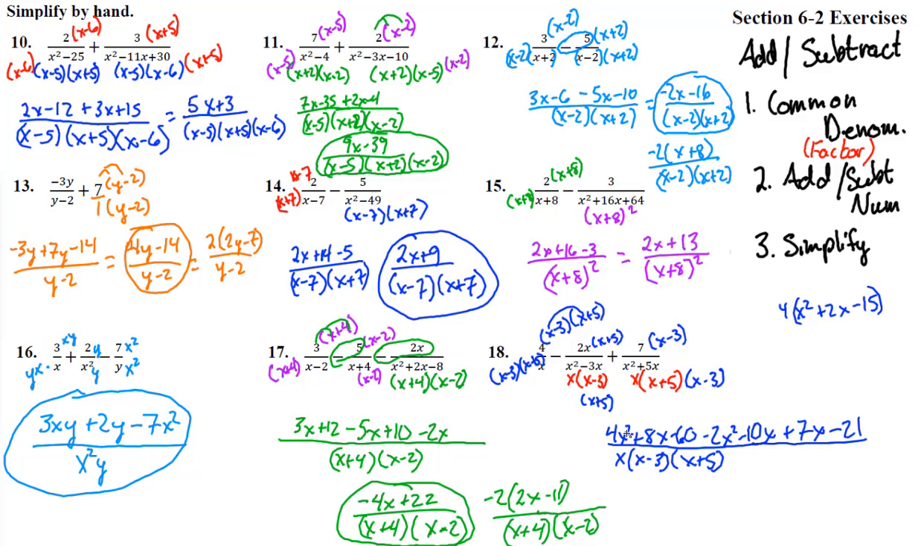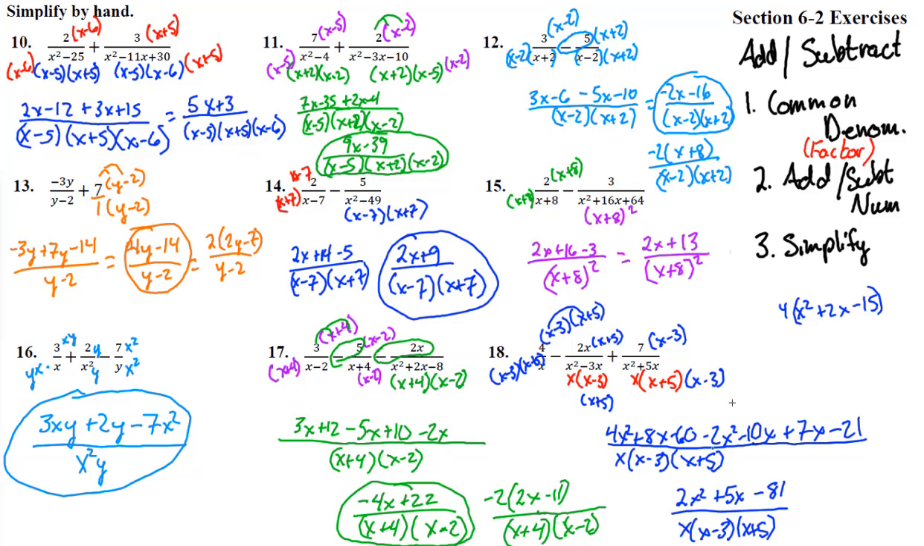Ooh-wee! Combine those together, and we get 4x squared minus 2x squared is 2x squared. The x's, we have plus 8x minus 10x, it's a negative 2x, plus 7x is a plus 5x. And then finally, we get negative 60, negative 21. That's a minus 81 all over x times x minus 3 times x plus 5. Okay, so far so good. Now we've combined them, we've added them.